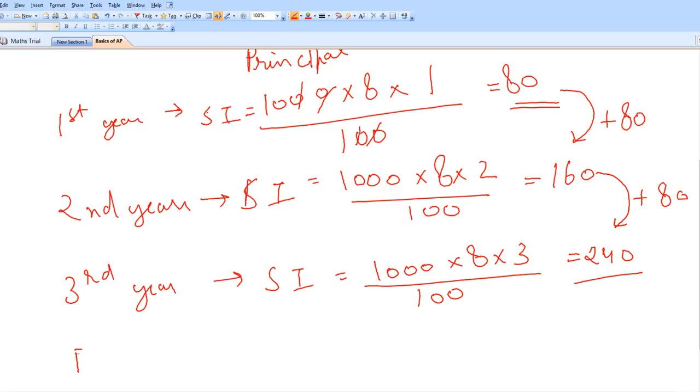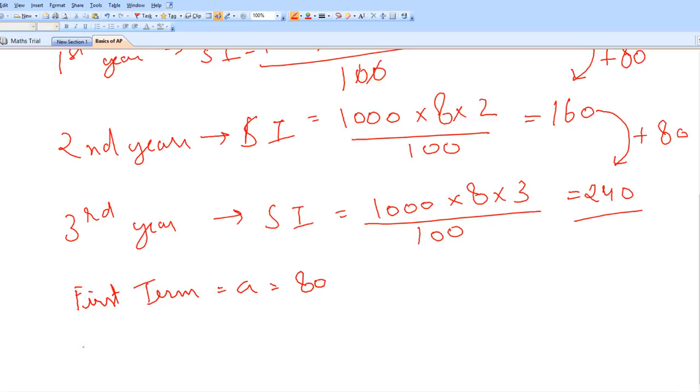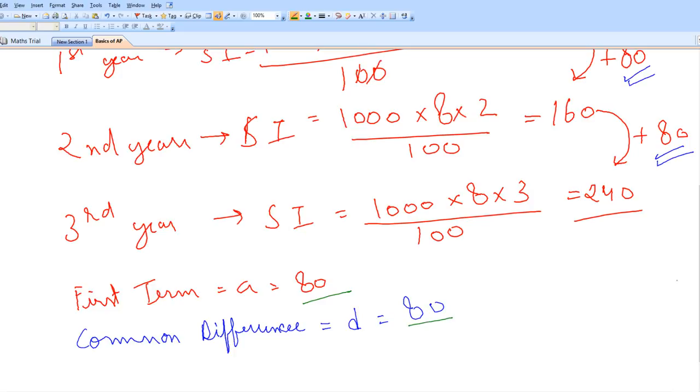where the essential values of the AP are as follows. The first term of this AP, or a, is equal to 80. This value, right? Common difference, or d, is equal to 80. This value, which is repeated and verified again. So we have the AP where our first term is equal to 80. The common difference is equal to 80 as well.